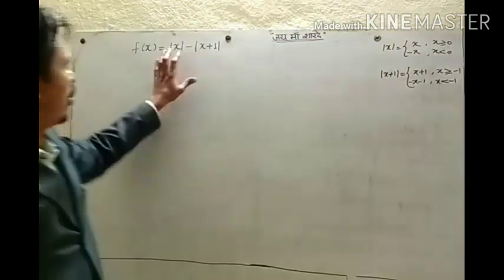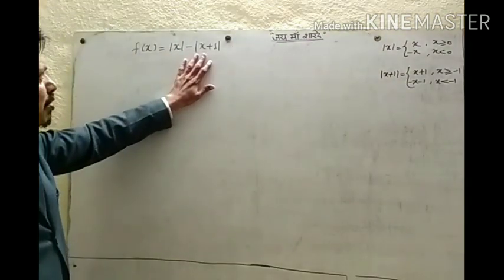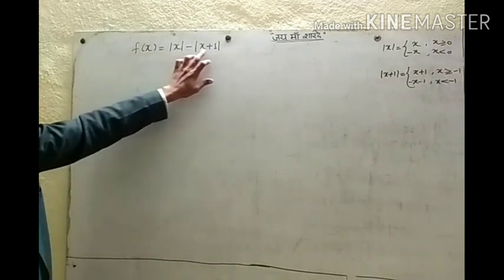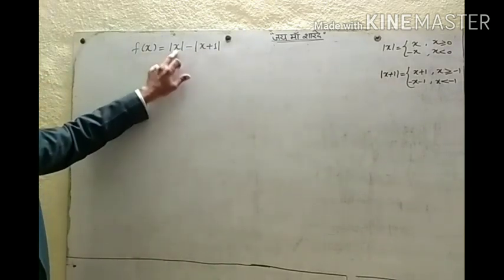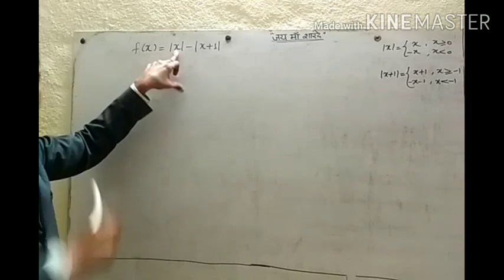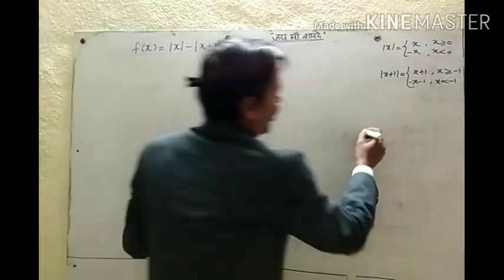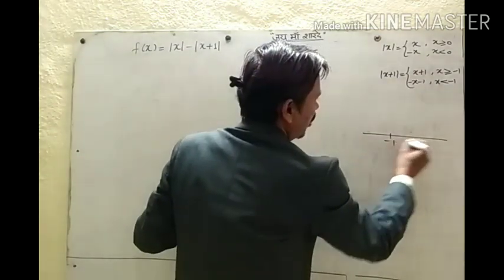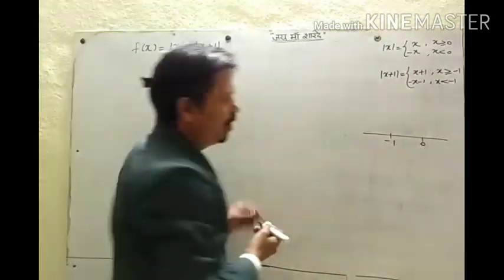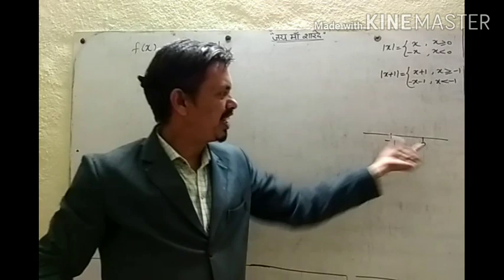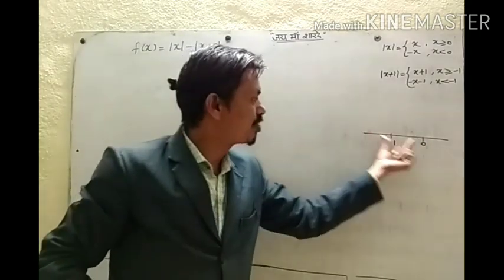Now, mod x minus mod x plus 1. First we'll see where these points become 0. Here it will be 0 at x equal to 0, and it will be 0 at x equal to minus 1. So on the number line we take minus 1 and 0. These 2 points will divide this line into 3 disjoint intervals.